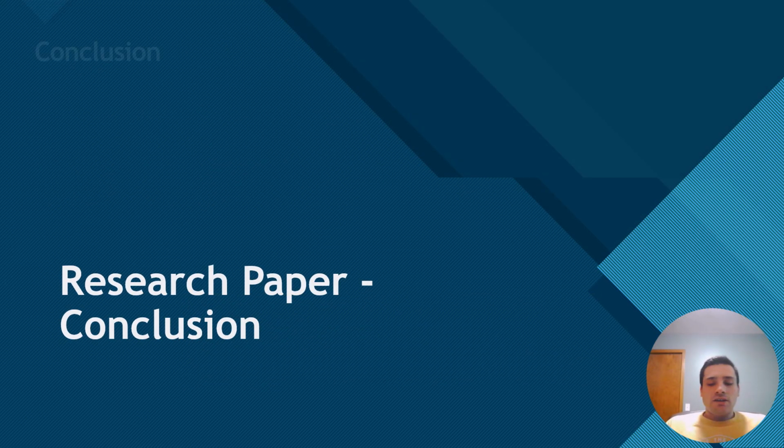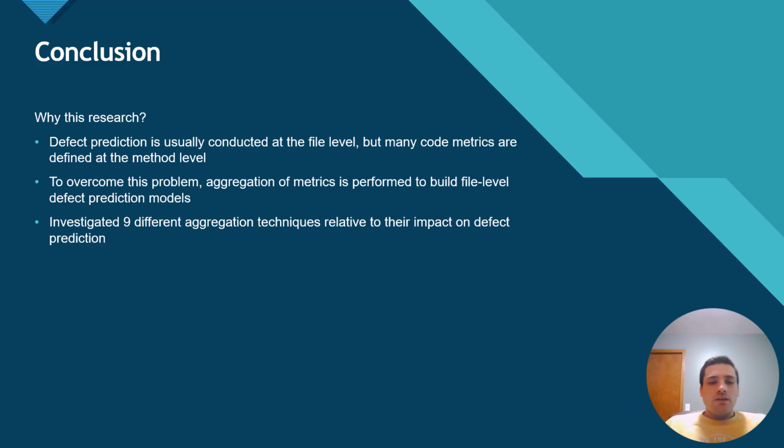So, in conclusion, why was this research performed? Defect prediction is usually conducted at the file level, but many code metrics are defined at the method level. To overcome this problem, aggregation of the metrics is performed to build file-level defect prediction models, and this research was specifically focused on investigating 9 different aggregation techniques relative to their impact on defect prediction.